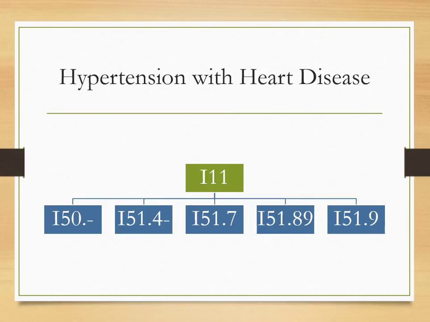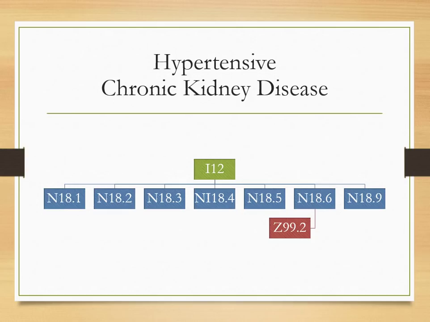So now you may be asking me, does that mean I don't use I10 in this particular situation? You're absolutely correct. No I10. You're going to use I11 and then a secondary code for the heart failure or any of the other conditions that are listed here. All right, hypertension with CKD.